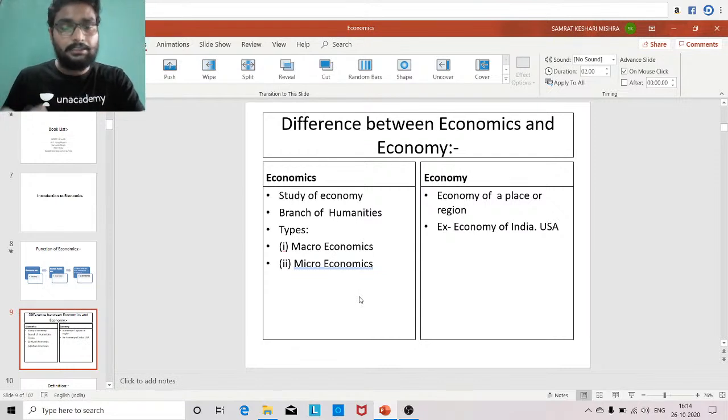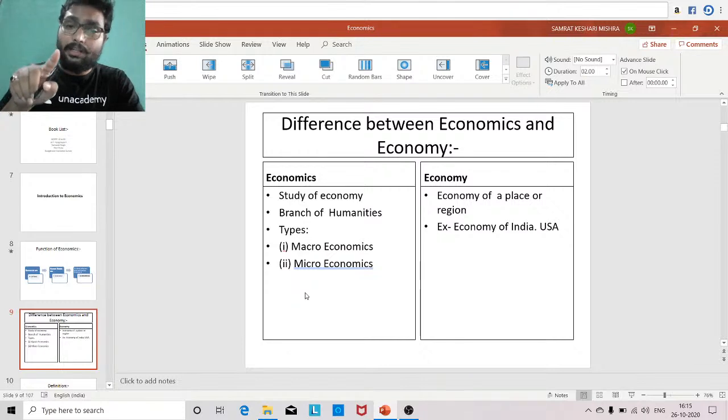Hope this is clear. Next, let's discuss that economics is a branch of humanities. What is humanities? First, we need to understand what humanities is. Then you can understand how economics is a branch of humanities. Humanities means, see, on a day-to-day basis, human beings do certain activities. We do political activities, we do administrative activities, we do social activities, and we do economic activities.